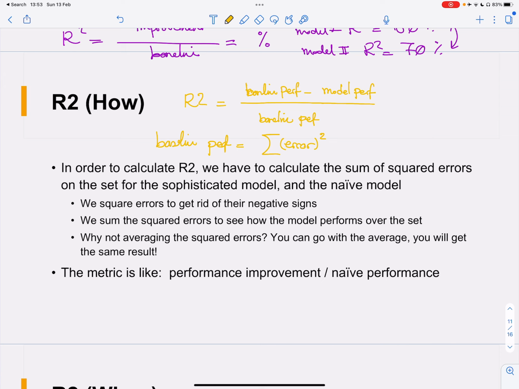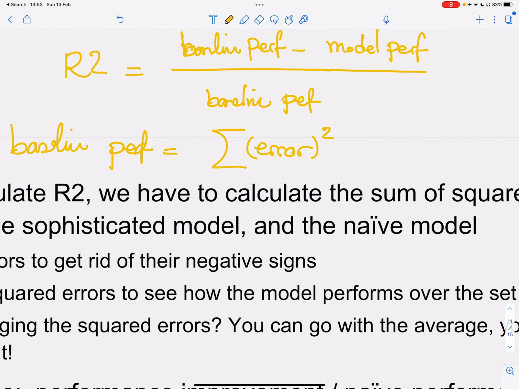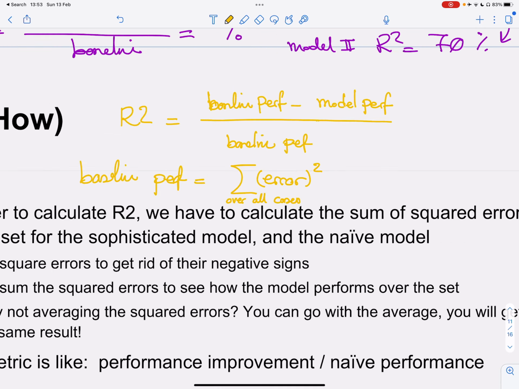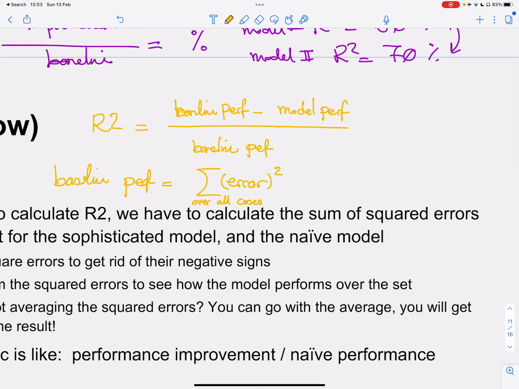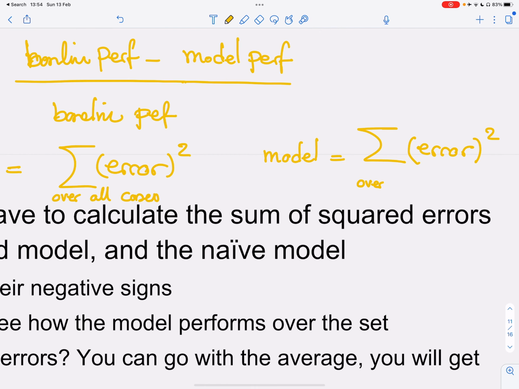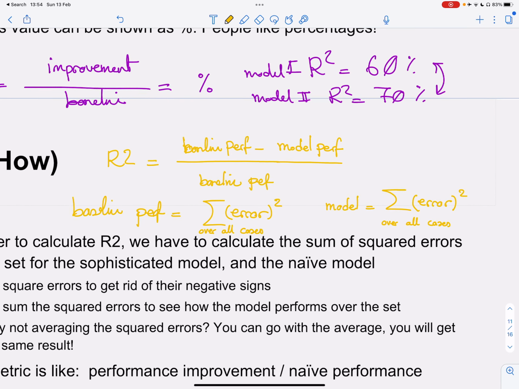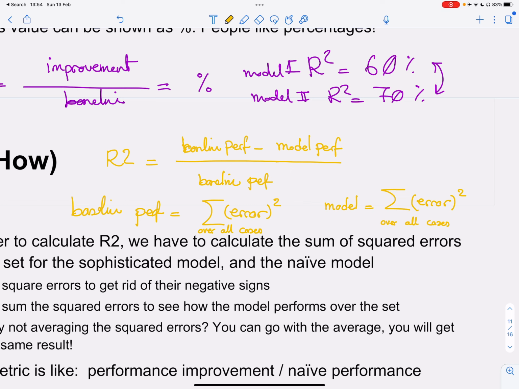So the baseline performance is like this: the error, and we square it, we sum it up over all cases. So the model performance is exactly like this. It is error power 2 sum over all cases. But these two errors, so the difference is about the error, okay?